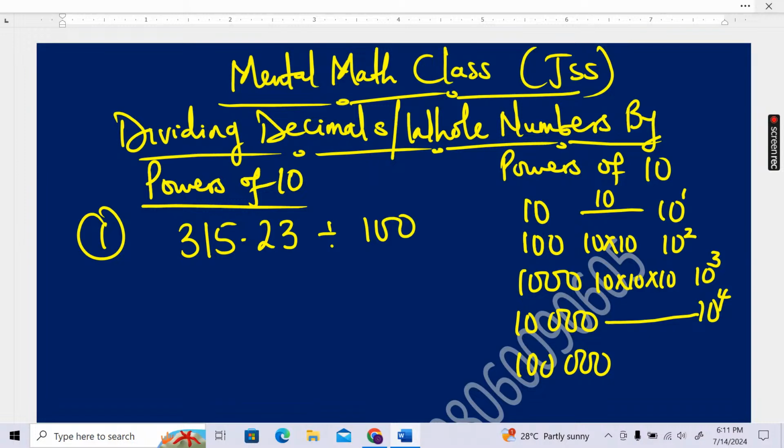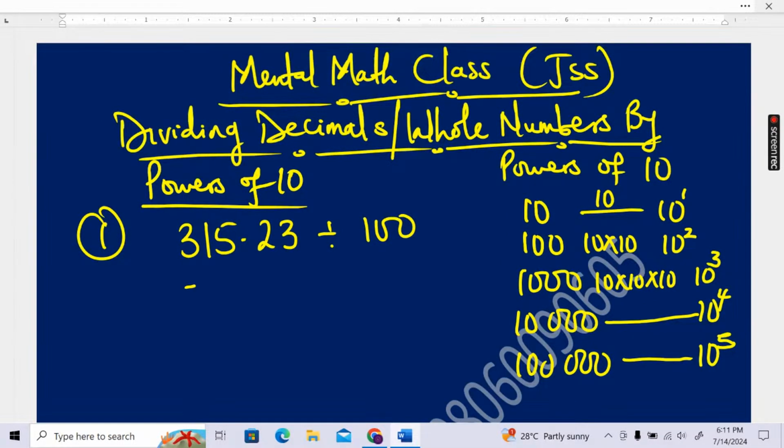Yes, that's 4 times. Yes, thank you, Michael. That's 10 times 10 times 10 times 10. And 100,000 is 10 multiplied in 5 places because it has 5 zeros, so that's 10 raised to power 5.